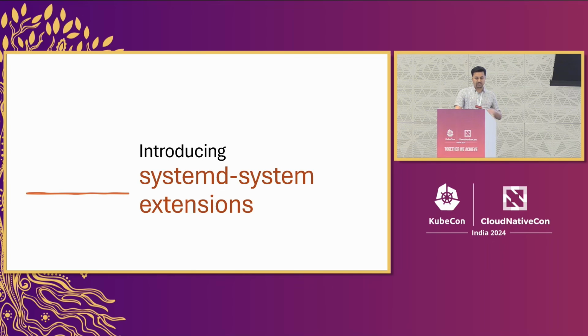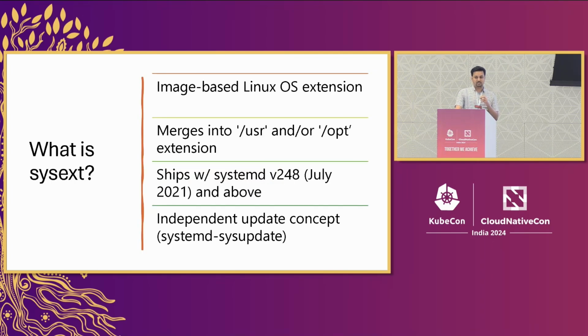So I'll give you a brief intro on what Systemd system extensions are. It's an image-based Linux OS extension, which primarily merges into the USR and the opt partition. It's just a file system image that gets created. And this was shipped very recently in Systemd.